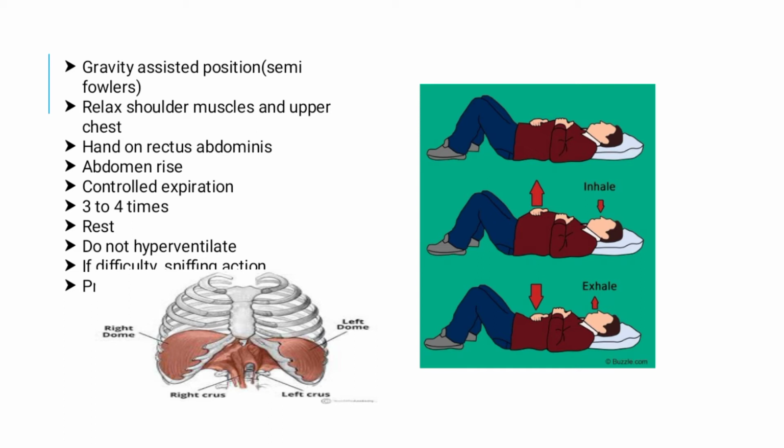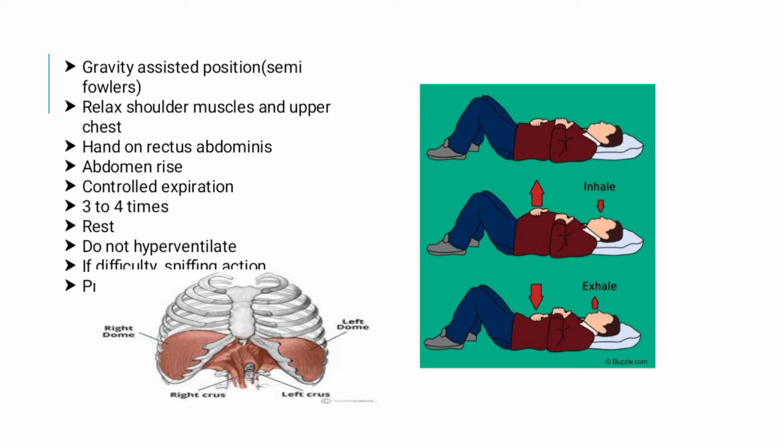When the patient is relying on accessory muscles of respiration, you need to give diaphragmatic breathing, and this is the procedure. You need to progress the exercise as the patient's disease is subsiding and his capacity is increasing.